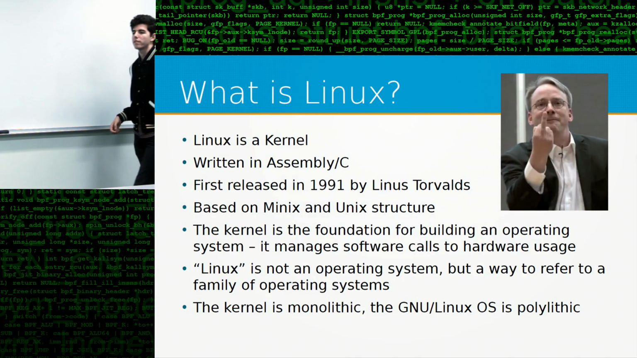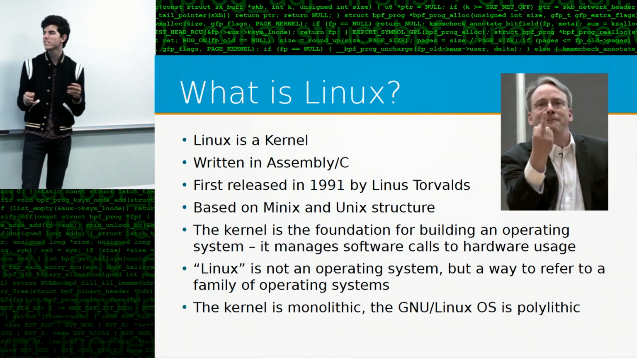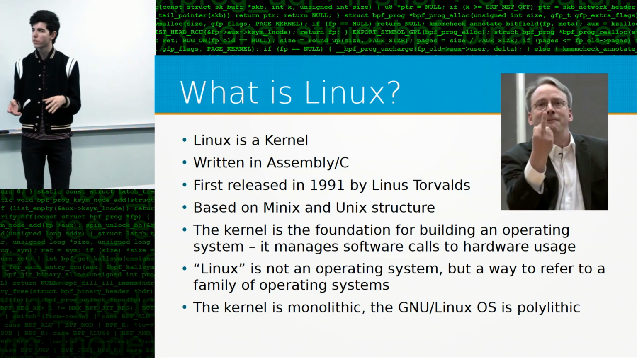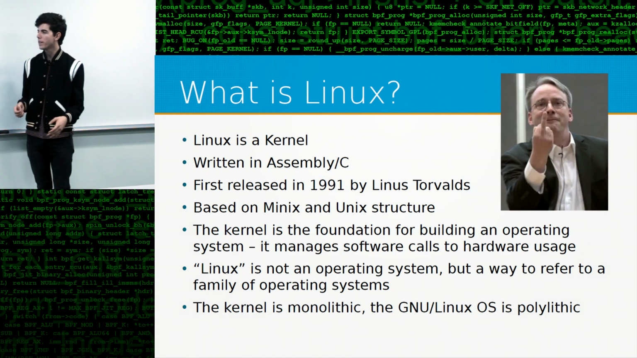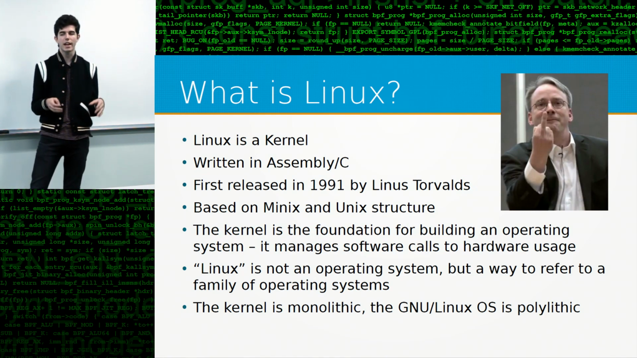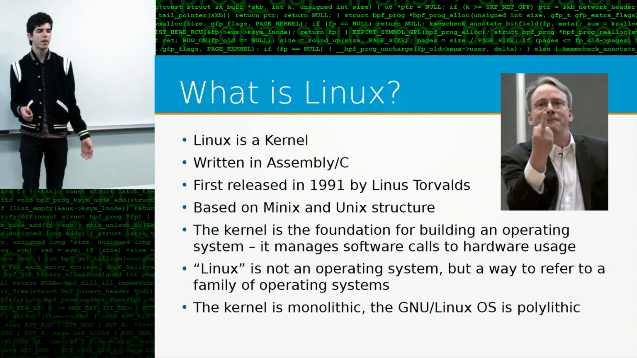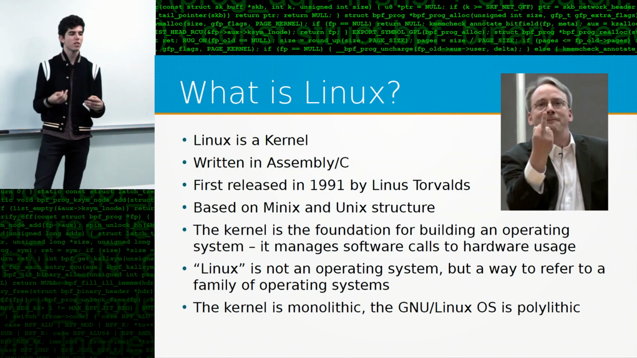So first we can begin to look at what is Linux. Linux is a kernel. Linux is not necessarily an operating system in itself. A kernel, and in this case written mostly in assembly and C, is the foundation for building an operating system because it actually connects to the hardware of a computer or something that it's running on. In order to have an operating system, these are the things which we actually interact with on our device. The kernel actually manages calls to the hardware.